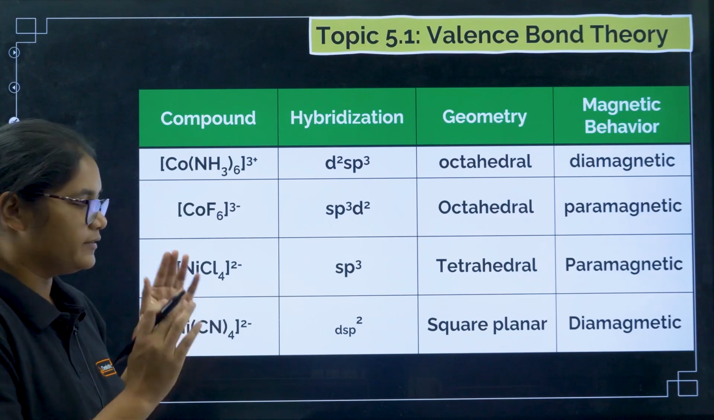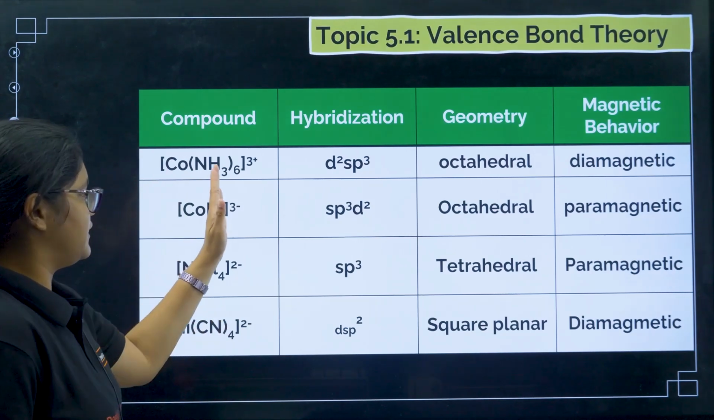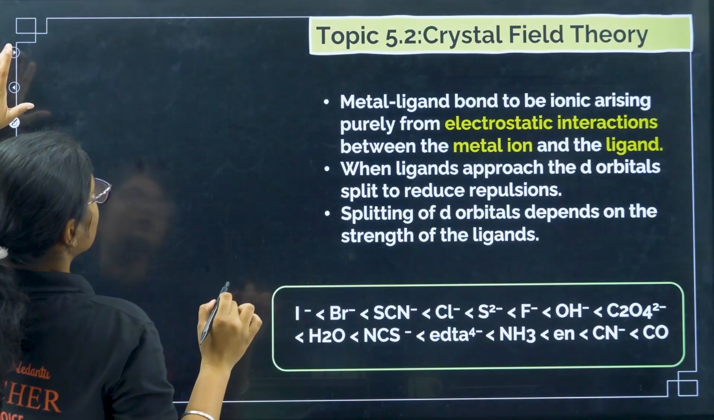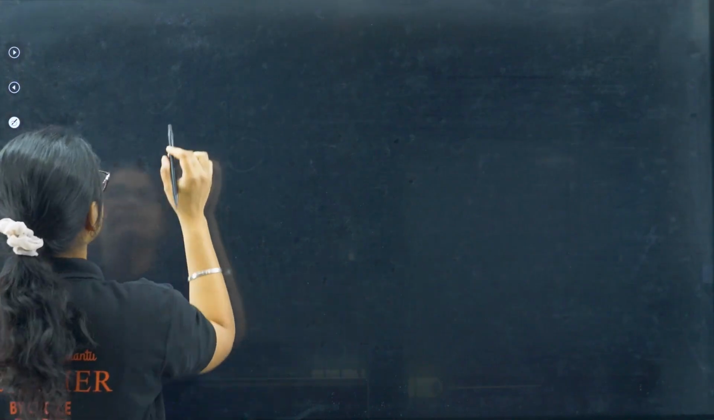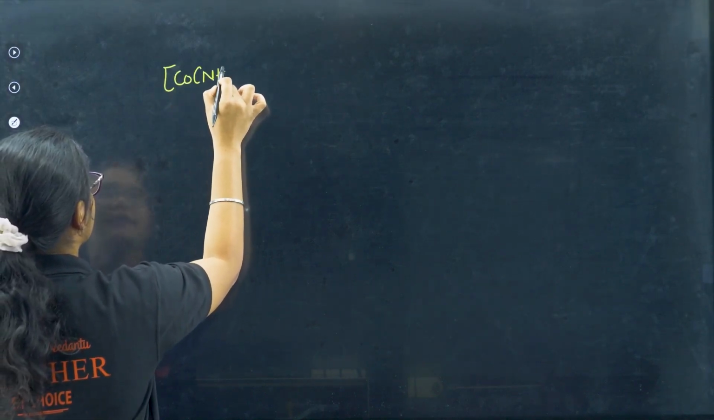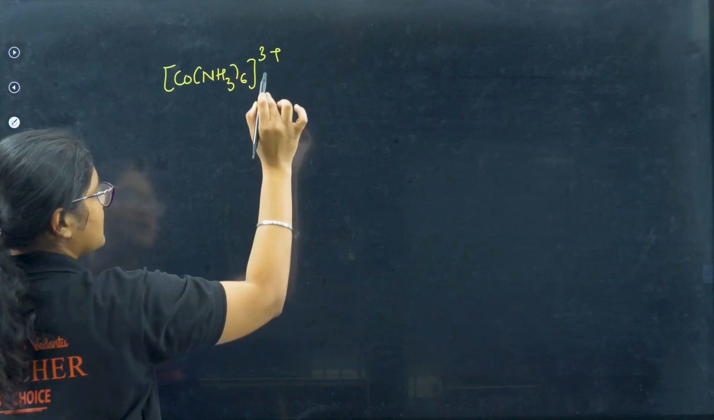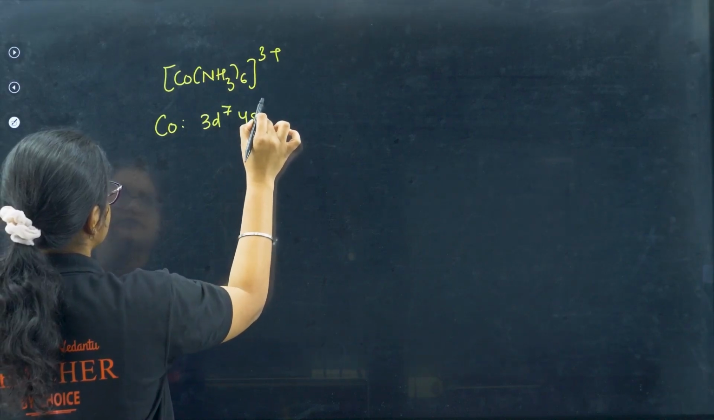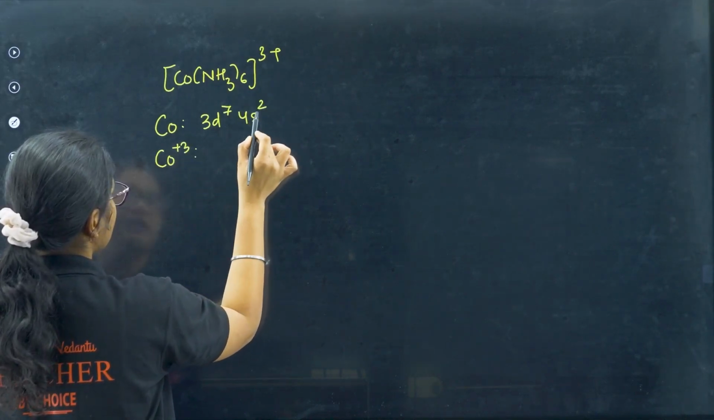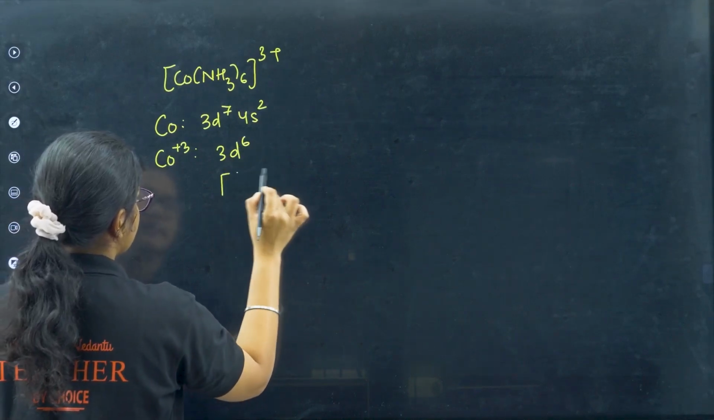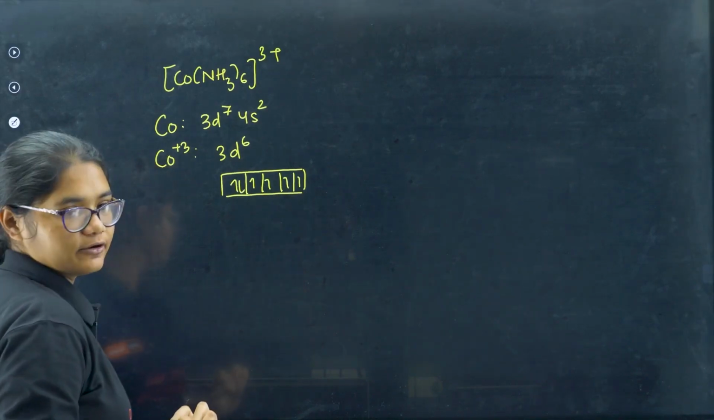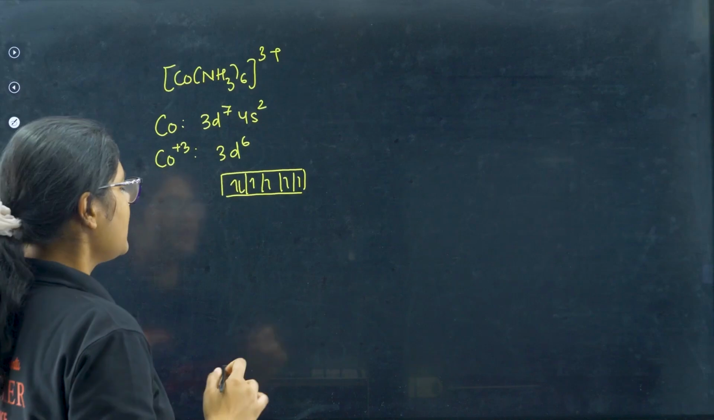I will explain only one here, others you have to try. Let me take the example of [Co(NH3)6]3+. You have written the PU exam, you must know this. So what is the cobalt electronic configuration? 3d7 4s2. Cobalt in the +3 oxidation state will be 3d6. Now if I draw this 3d6, 1 2 3 4 5 and 6, I have 4 unpaired electrons, right?